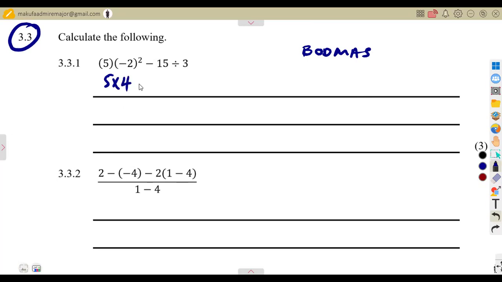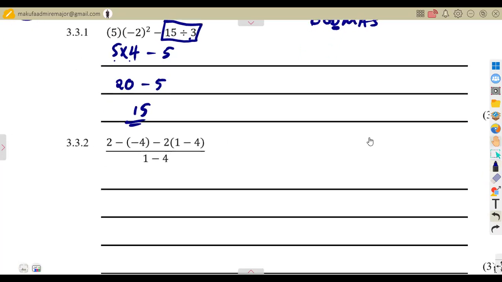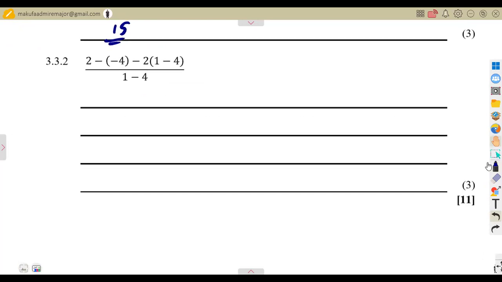Then we're given a minus, but these two numbers are dividing. There is a division of the two numbers: 15 divided by 3, which is 5. Okay, the product, 5 times 4, that is 20, then we subtract 5. 20 minus 5 is 15. So in this case, you are going to obtain 15, 3 marks for that.